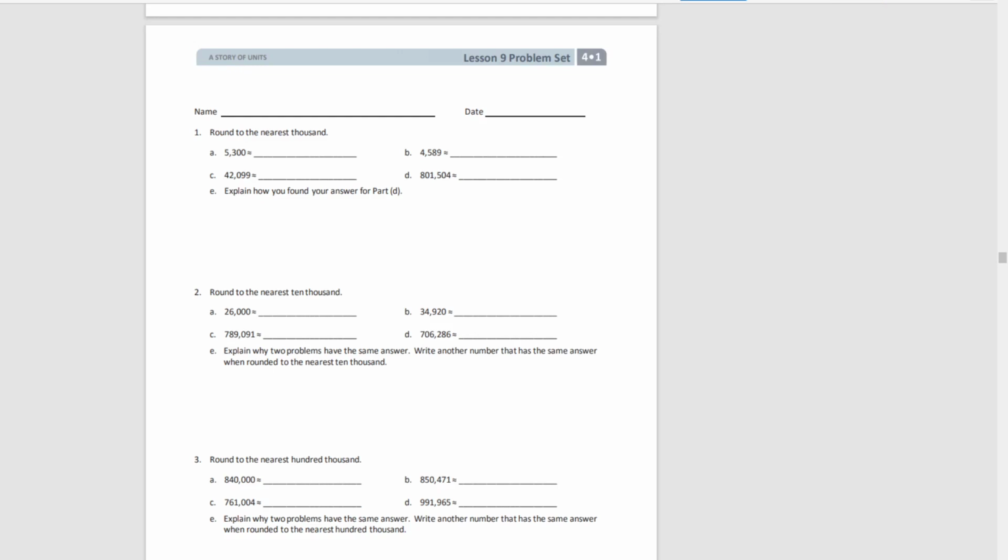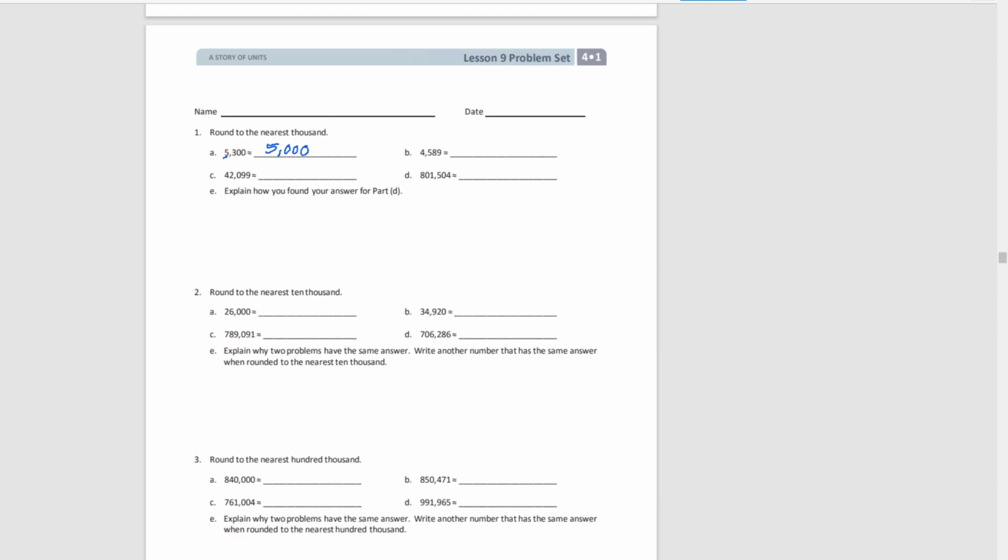So the first one says round to the nearest thousand. Our first number is 5,300, and we have 5 in the thousands place. So I'm either going to round to 5,000 at the low end or 6,000 at the higher end. 5,500 would be my midpoint. This number is less than that, so I'm going to round to 5,000.